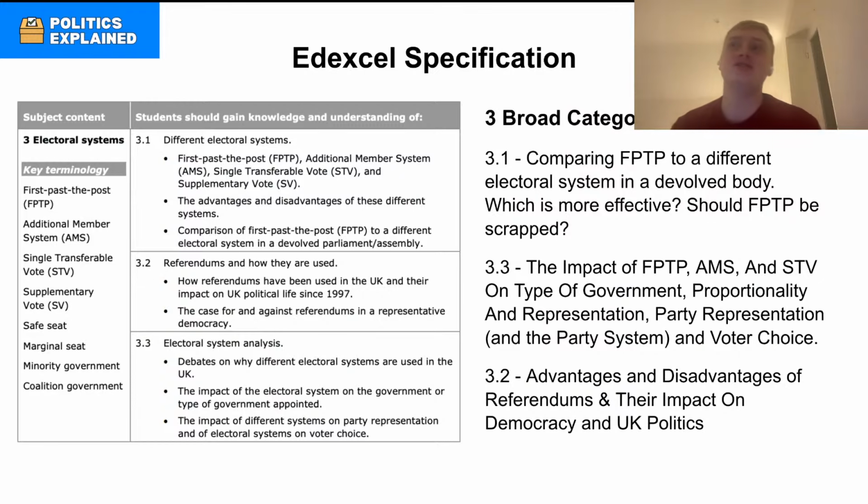Okay, going into the webinar now. So let's start by having a look at the Edexcel specification for electoral systems. Effectively, what it covers is the different electoral systems: first past the post, additional member system, single transferable vote, and supplementary vote. Really looking at the advantages and disadvantages of these systems and comparing first past the post, crucially, to one of these more proportional systems. And normally you would have learned either or both the additional member system or single transferable vote.